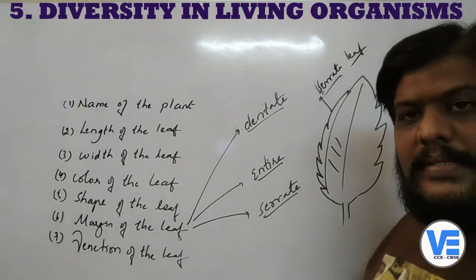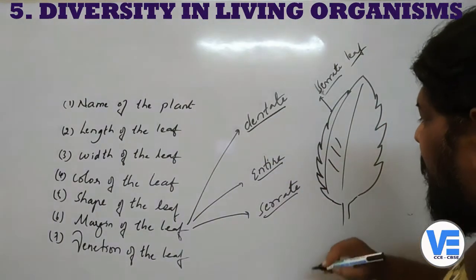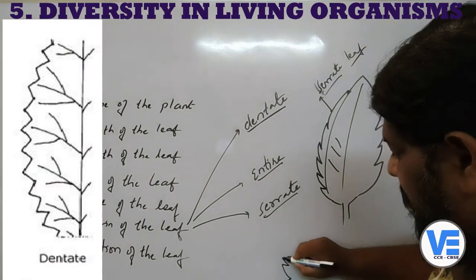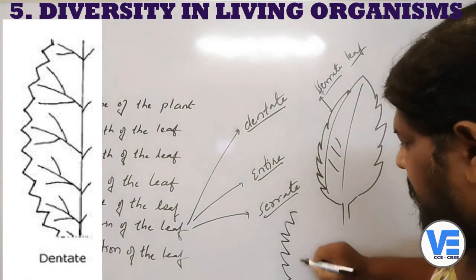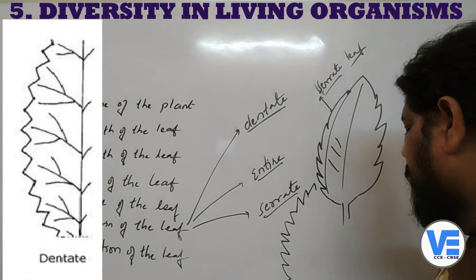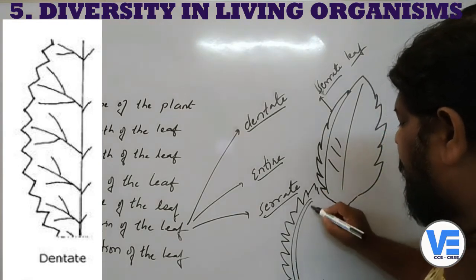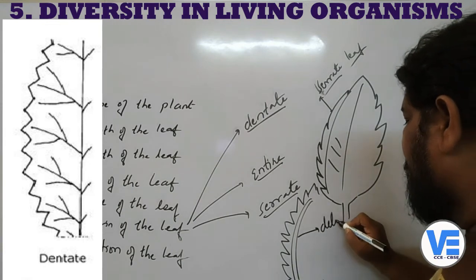It's called the serrate leaf. And when you take the dentate leaf, it will be something like this. See, the corners of this will be tooth or teeth shaped. So if you find this kind of shape, that will be the dentate leaves.